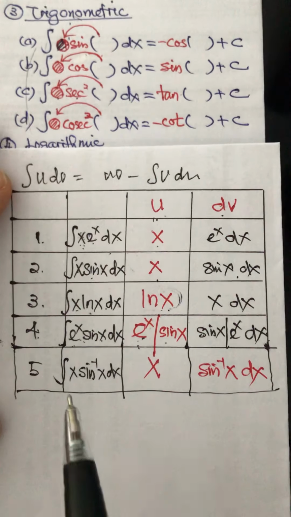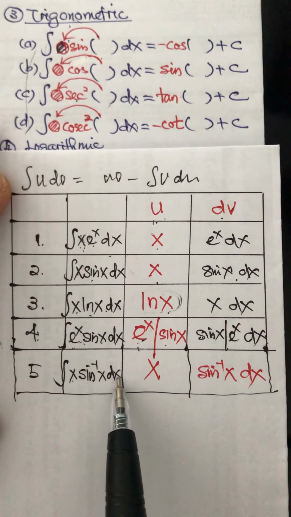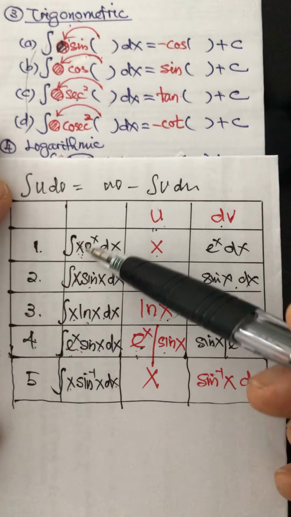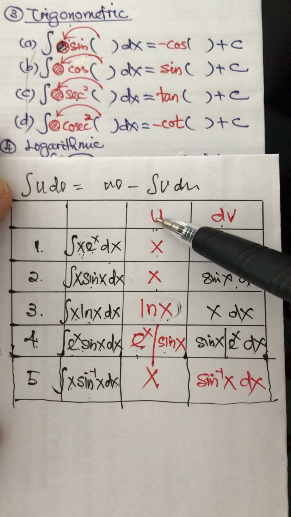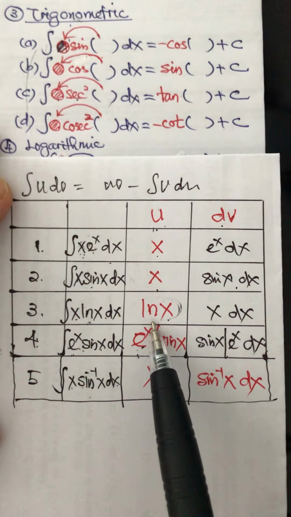And then later part, we are going to do this also. x arcsin x dx. Then the u is still the x. Okay, so you see, if you involve exponential, algebraic, the u is always the algebraic. Only when you have ln, then this one is special.